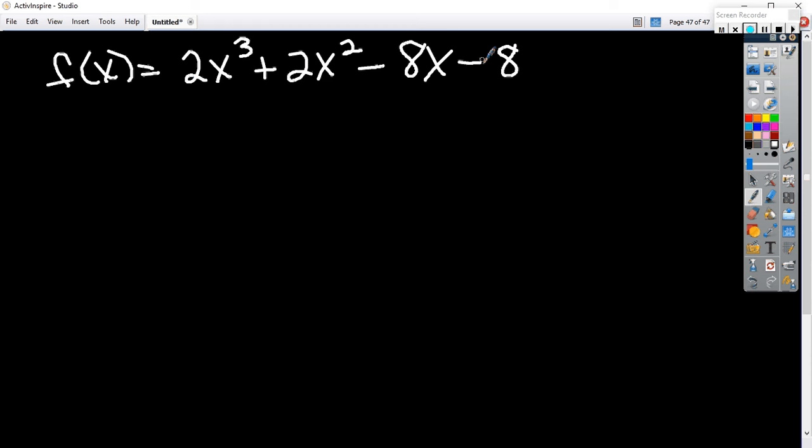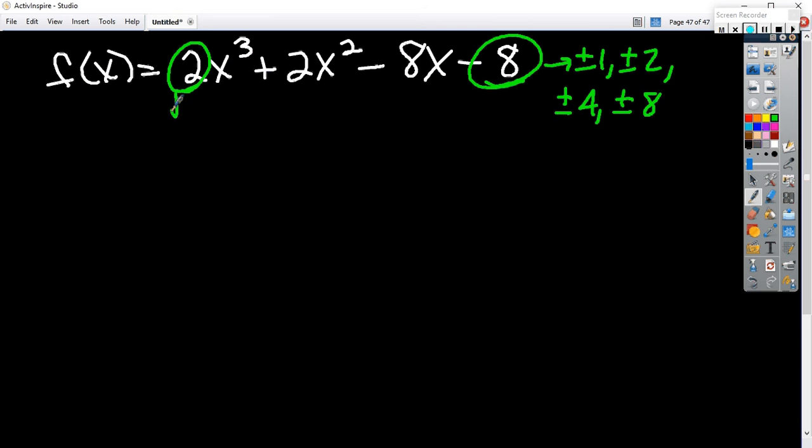Can you do a step chart with this one? I will when we get to it. We haven't gotten to it yet, though. There's nothing. It's just factors of the constant divided by factors of the leading coefficient. For the constant, the factors are 1, 2, 4, and 8. For the leading coefficient, the factors are 1 and 2.